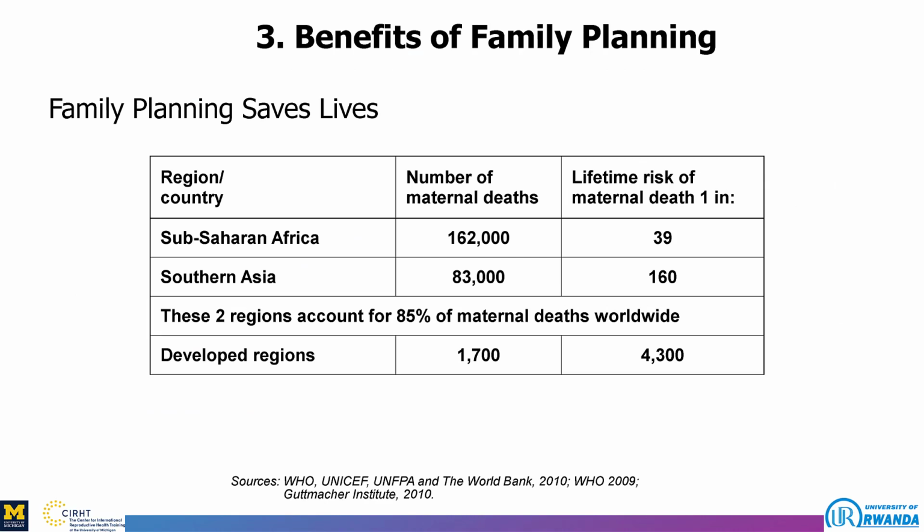This slide is very important about the benefits of family planning. It shows family planning saves lives significantly. Sub-Saharan Africa accounts for the highest number of maternal mortality worldwide. When we combine maternal mortality in Sub-Saharan Africa and Southeast Asia, it accounts for 85% of maternal deaths worldwide. As we saw previously in the global map, these are the two regions which have the lowest prevalence rates for family planning. It shows that more women die in the regions where the uptake of or access to family planning is lowest.